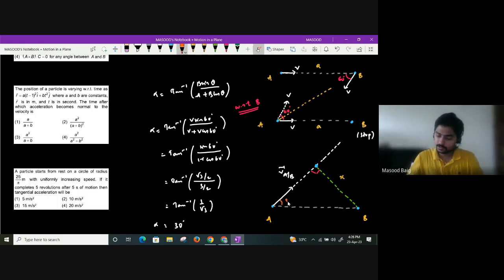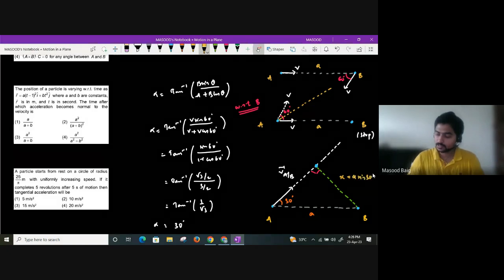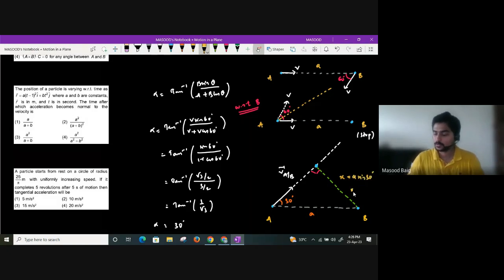So what is this angle now? It is 30 degrees. What is this side? A. So I want to find this value. Is this opposite to the angle or not? So I'll write it as A sine 30. Sine 30 is how much? 1 by 2. The shortest distance will be how much, beta? A by 2. Clear, everyone?